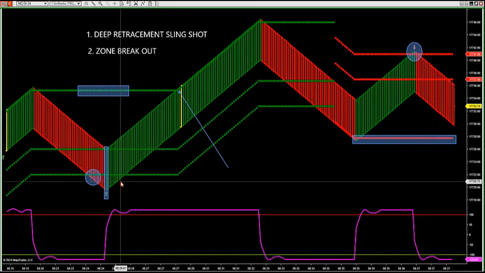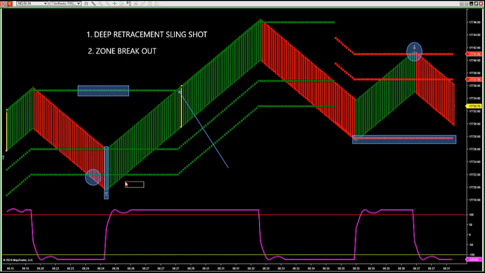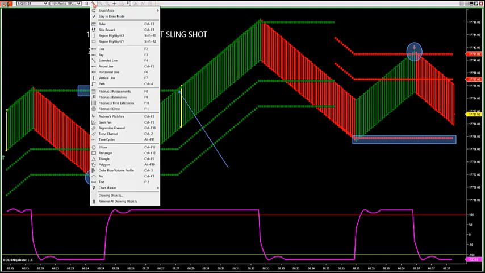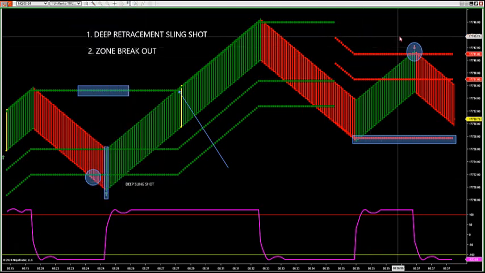So here's our deep retracement. Let me show you this. This is the same setups every day in all markets. Here's our deep retracement zone setup. Deep slingshot here. That's a buy setup, what it looks like. And this is a deep slingshot here that just formed a sell setup.